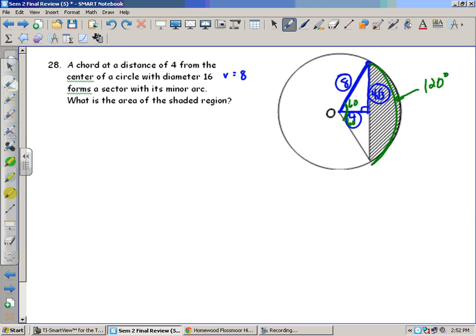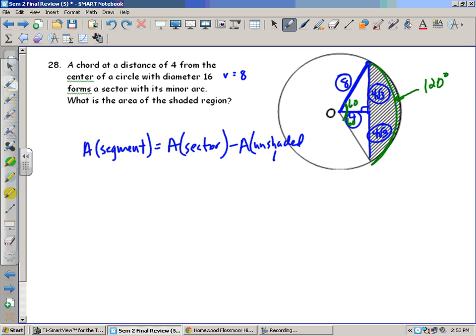So what I know now is that since that's 4√3, so is this. Okay, that makes the whole chord 8√3, which is going to be useful in a second. But basically, this is the area of a segment. The area of a segment is the area of the sector minus the area of, we'll call it the unshaded triangle, because that's usually what you're going to have.